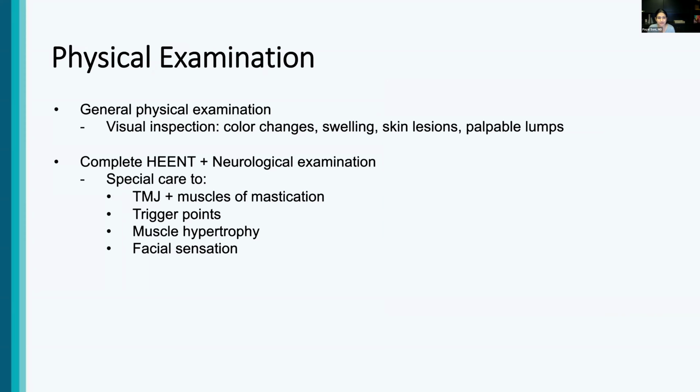After taking a history, certainly moving on to the physical examination, the things that I like to focus on for a facial pain complaint. So a general physical examination, looking for color changes, swelling, skin lesions, any palpable lumps in the face or the neck area, and then a complete head, ear, nose, and throat, as well as a neurological examination, taking special care to look at the TMJ and the muscles of mastication, seeing if there are any trigger points, any muscle hypertrophy, and then checking facial sensation that would potentially make me concerned about secondary etiology of their facial pain as well.